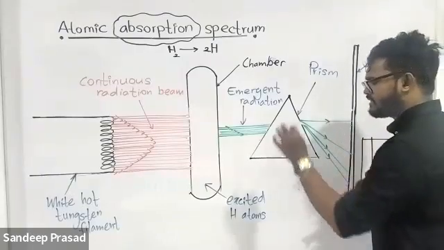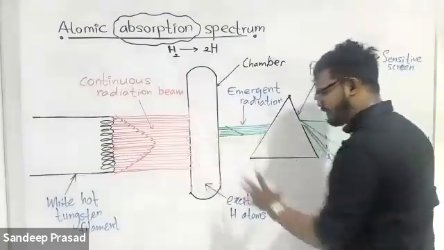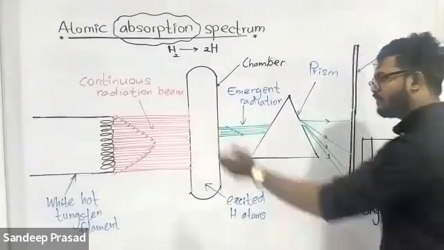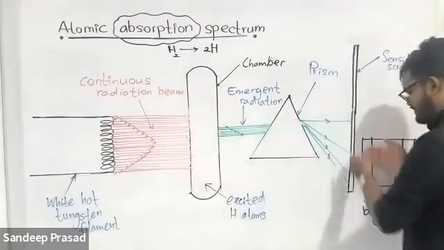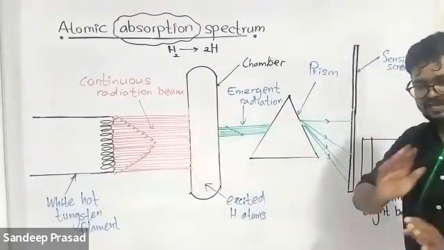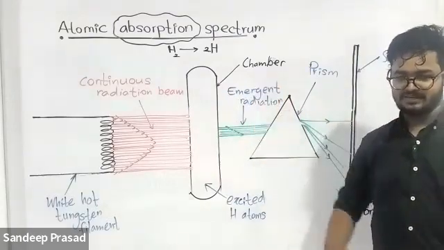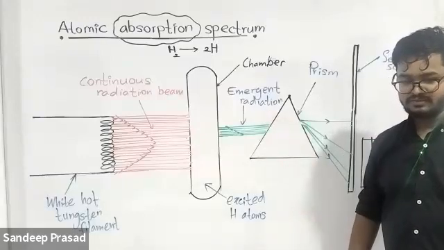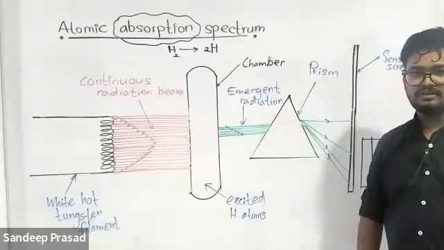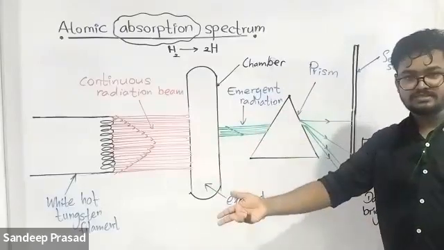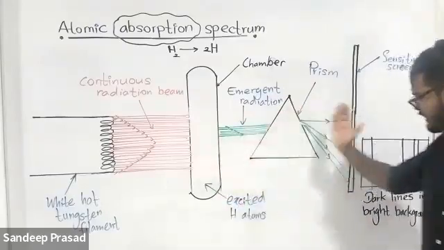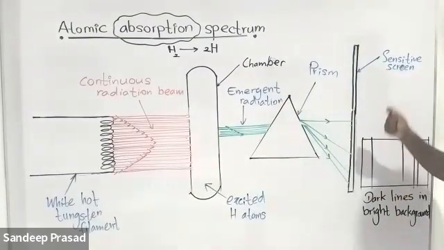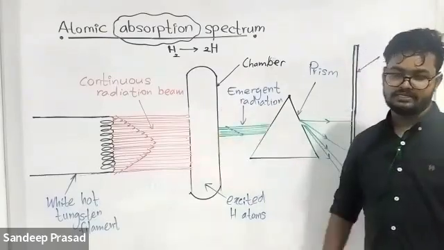Just imagine, students, we don't have this chamber and prism, nothing is there. We have only that white tungsten filament and the sensitive screen. What will happen? We can see a nicely bright sensitive screen because all the energy radiations are there. No hydrogen atoms are there, so no dark lines. No one absorbs the energy, so we can see a nicely bright sensitive screen. But here some dark lines are there because hydrogen absorbs the energy.